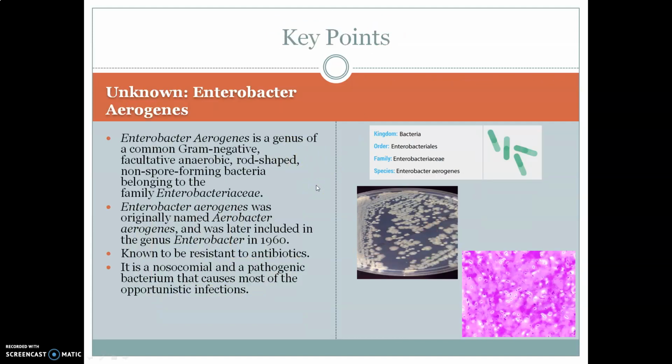Some key points for my unknown, which is EA. EA is the genus of a common gram-negative, facultative anaerobic, rod-shaped, non-spore-forming bacteria belonging to the family Enterobacteriaceae. The EA was actually named after Aerobacter aerogenes and was later included in the genus Enterobacter in the 1960s. It is also known to be resistant to antibiotics. It is a not-so-common pathogenic bacteria that causes most of the opportunistic infections.